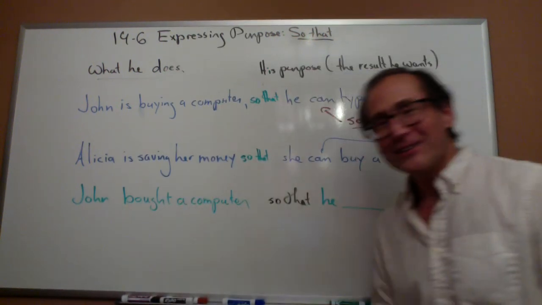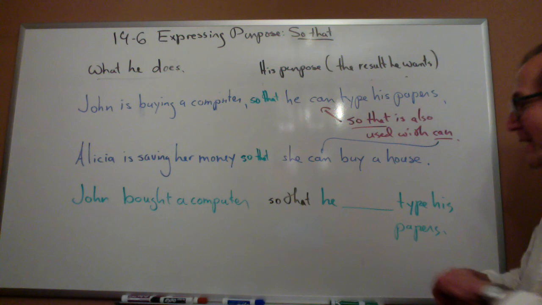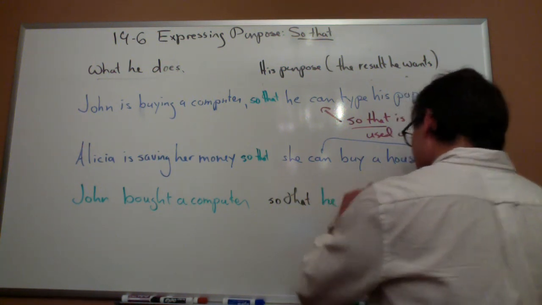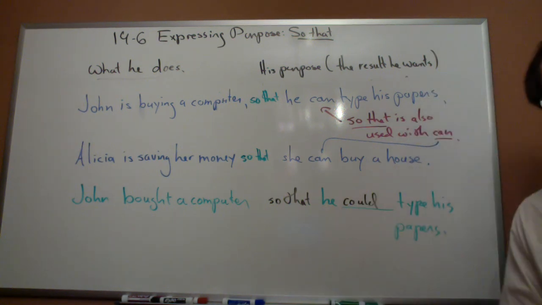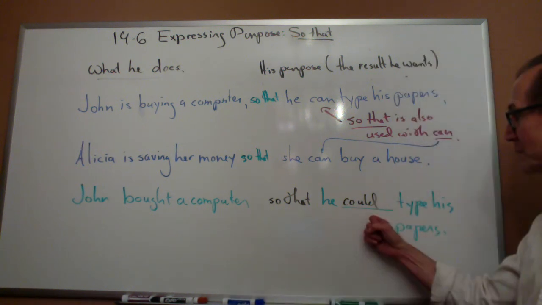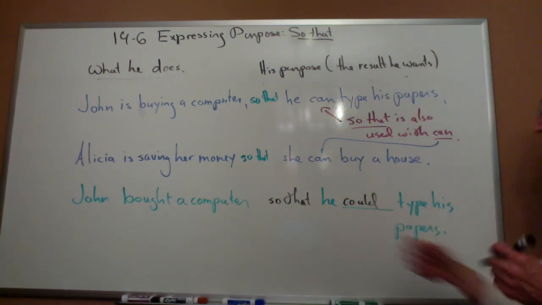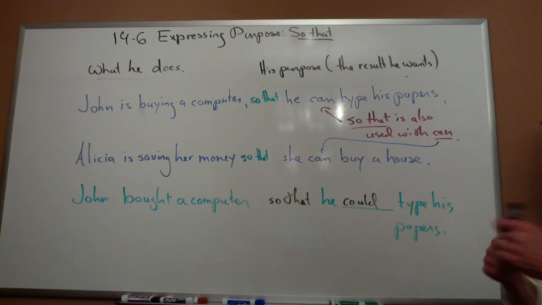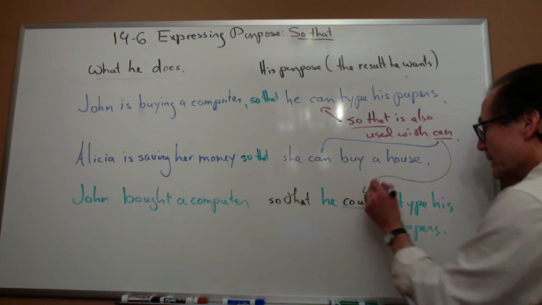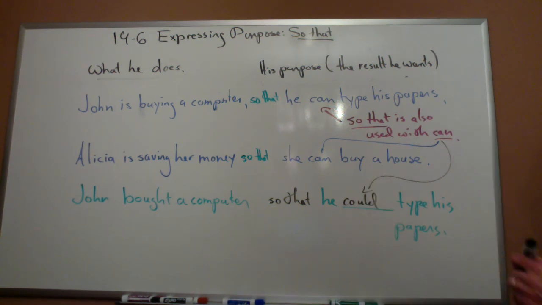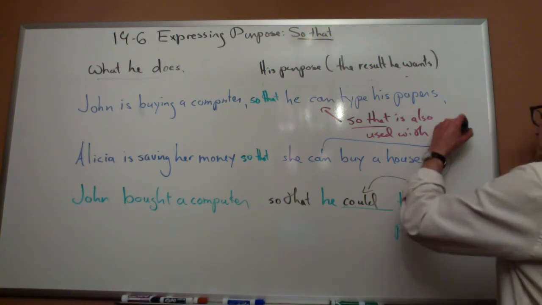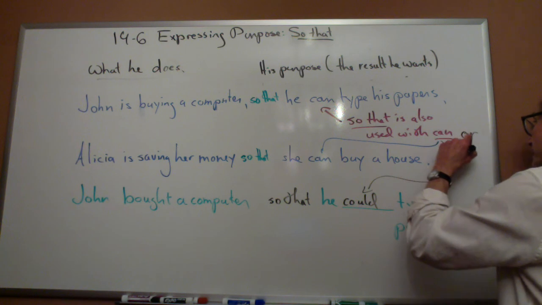Okay, John bought a computer so that he, and then the past of can is could, so that he could type his papers. And this shows, oh, this is what he wanted. This was his purpose. This was the result. And it's something he wanted, this ability. It's something that he could do, something he wanted to do in the past. So I can also use could to show the past.